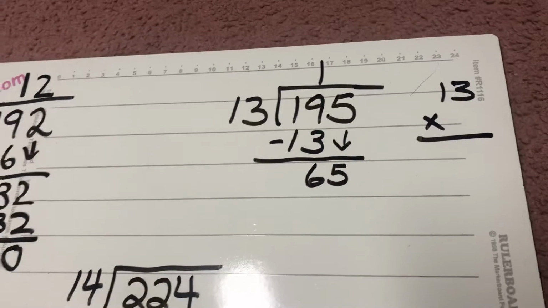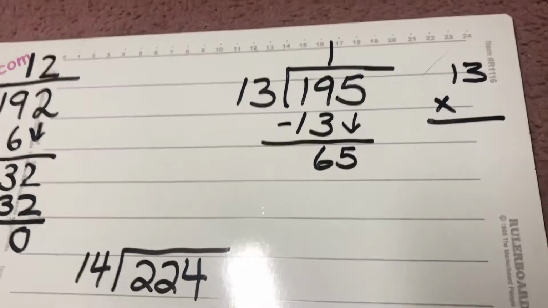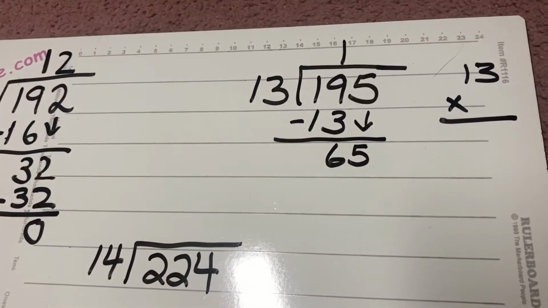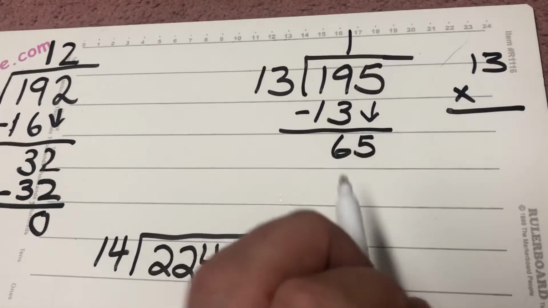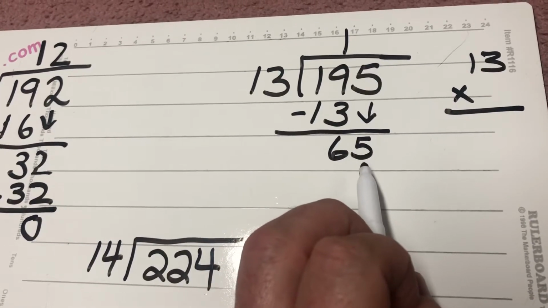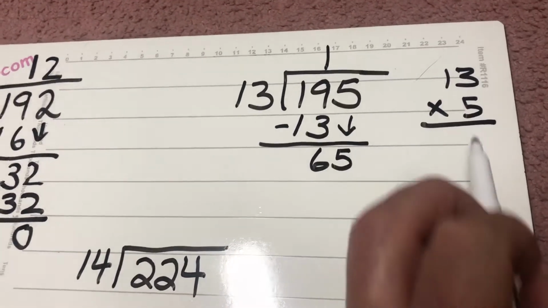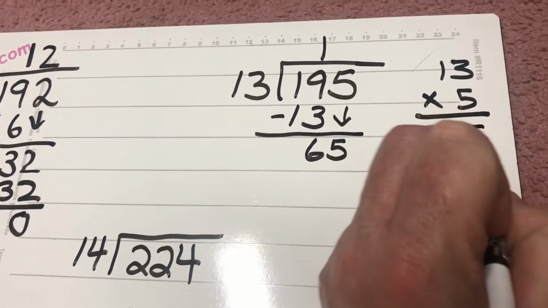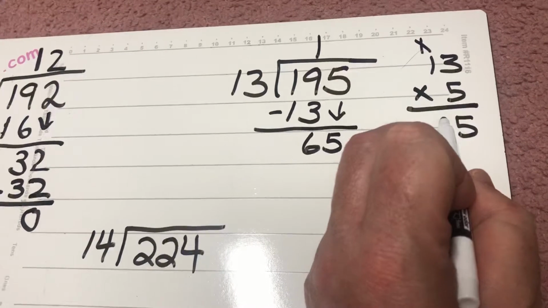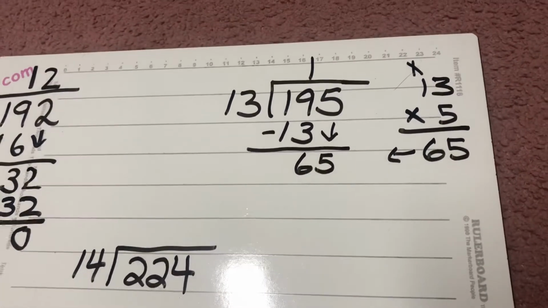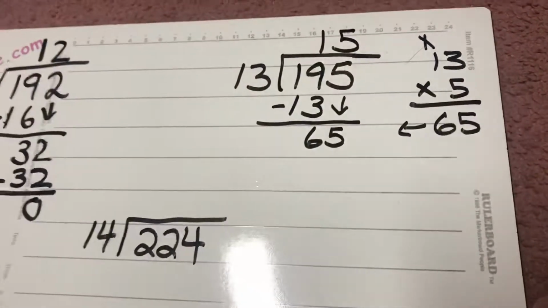So really what I want to think is, what do I multiply 3 by to end up with a number that ends with a 5? Well, I know that 3 times 1 is 3. 3 times 2 is 6. 3 times 3 is 9. 3 times 4 is 12. And 3 times 5 is 15. 15 ends up with a 5. So I'm going to try 13 times 5 and see if I get a match with 65. 5 times 3 is 15. Put the 5 down, carry the 1. 5 times 1 is 5, plus 1 is 6. Sure enough, I get a match of 65. So I can say, well, 13 can go into 65 5 times.